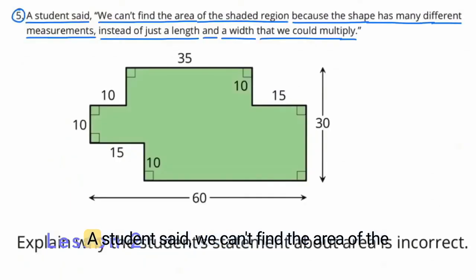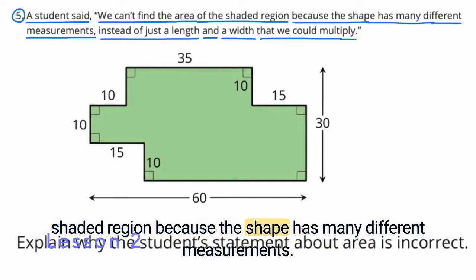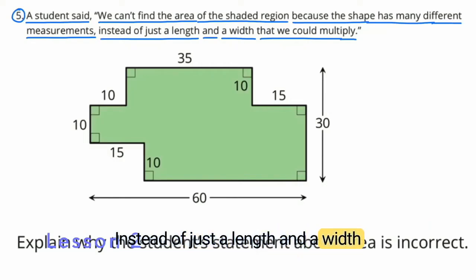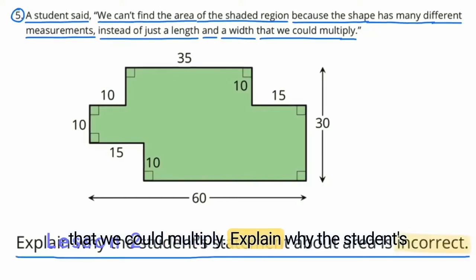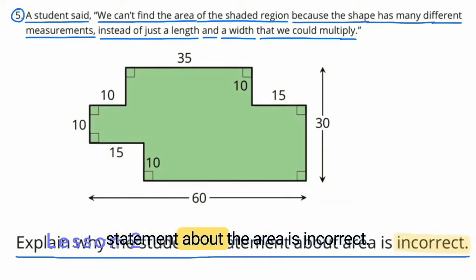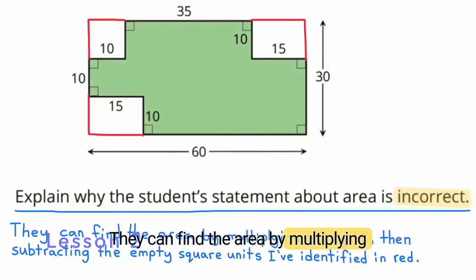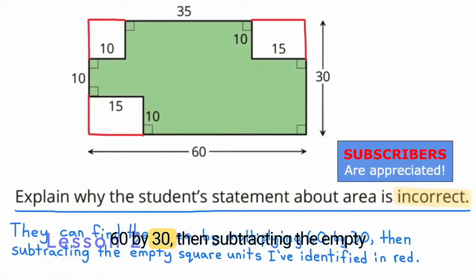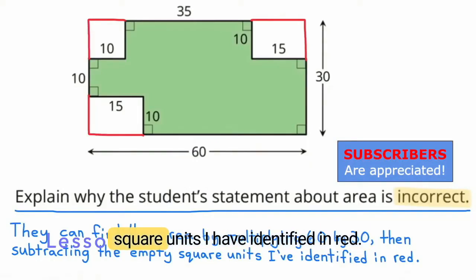Number 5. A student said, "We can't find the area of the shaded region because the shape has many different measurements instead of just a length and a width that we could multiply." Explain why the student's statement about the area is incorrect. They can find the area by multiplying 60 by 30, then subtracting the empty square units I have identified in red.